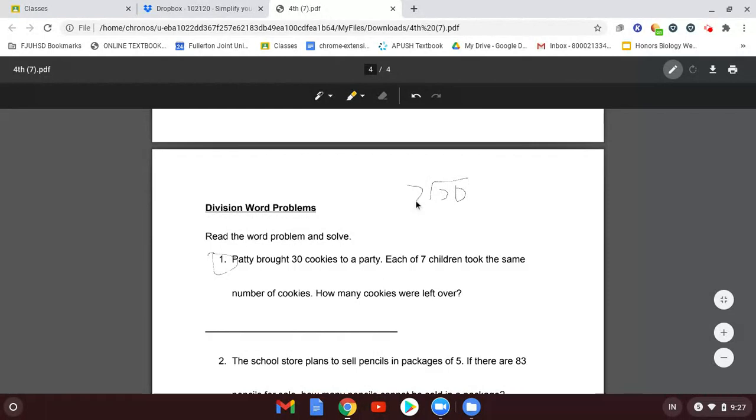So since there are 30 cookies and 7 kids each took the same amount of cookies, we can just divide it evenly. So 30 divided by 7, the highest multiple of 7 closest to 30 is 4 times 7, which is 28. So subtract these two numbers, and then you get 2. So how many cookies are left over? 2 cookies are left over.